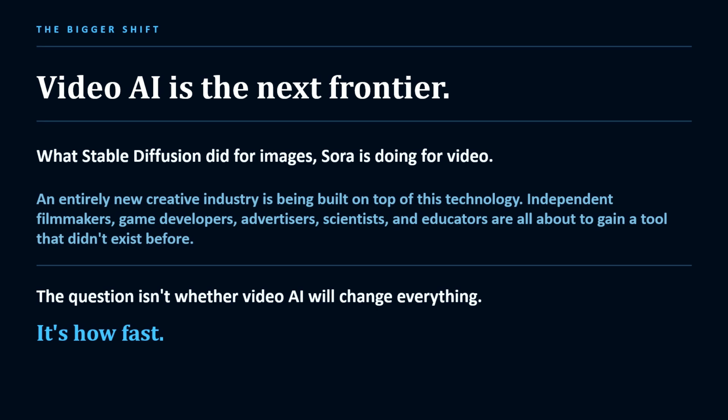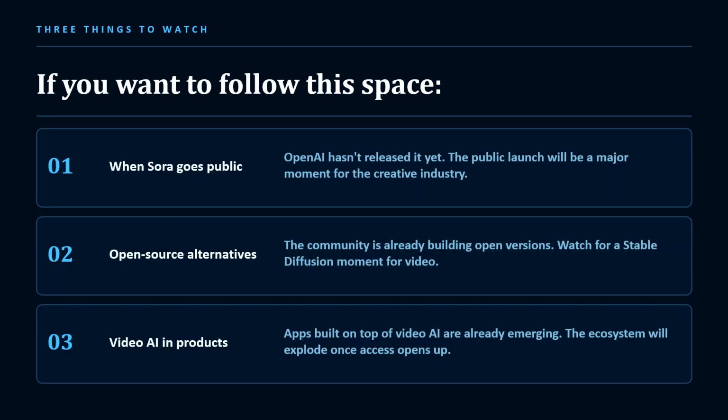What Stable Diffusion did for images, Sora is doing for video. An entirely new creative industry is being built on top of this. The question isn't whether video AI will change everything, it's how fast. Three things to watch. When Sora goes public, that's a major moment. The open source community is already building alternatives. Watch for a Stable Diffusion moment for video, and apps built on top of video AI are already emerging.